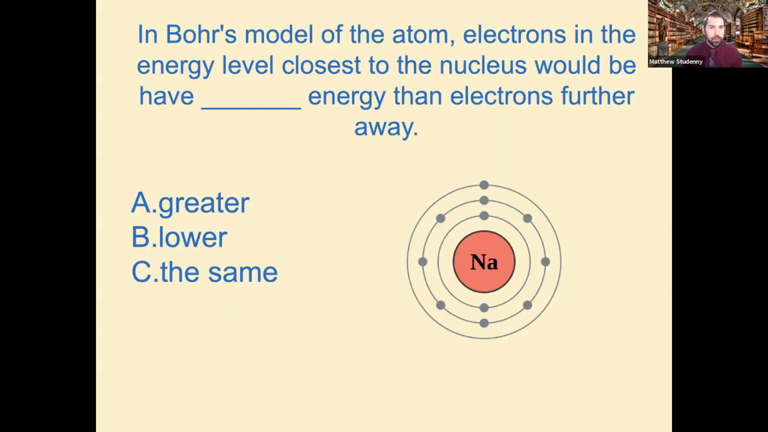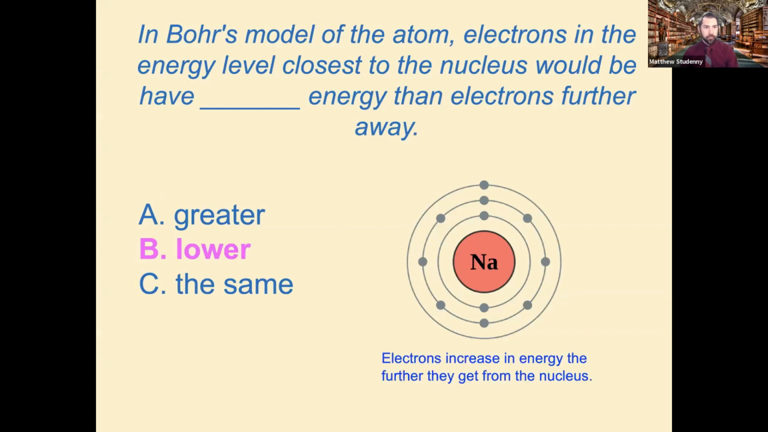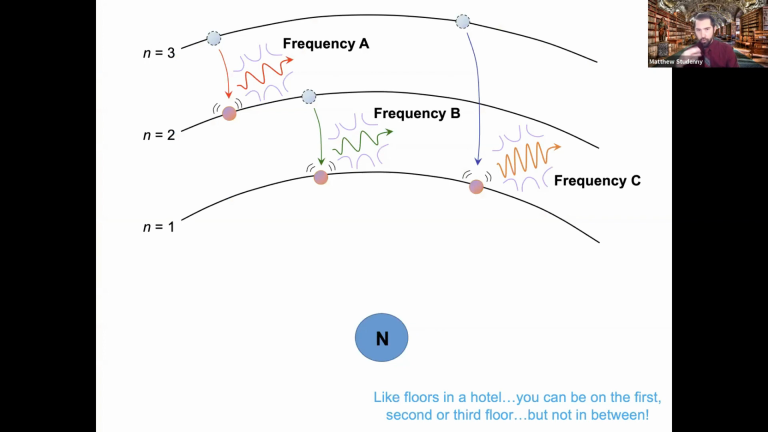So let's quickly double check. In Bohr's model of the atom, electrons in the energy level closest to the nucleus would have blank energy compared to the electrons further away. And again, in this case, it's a lower amount of energy the closer to the nucleus. And again, remember that the electrons have to absorb energy in order to move further away and exist in a higher energy level.